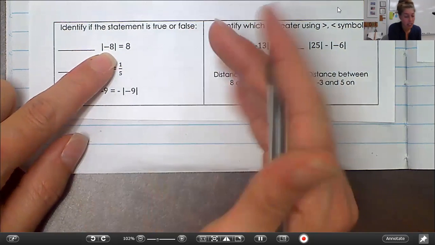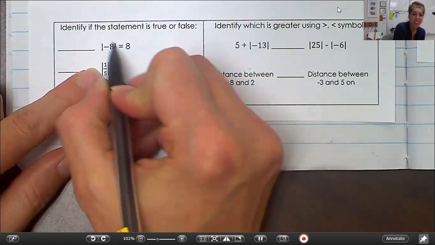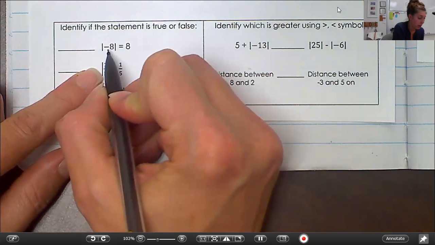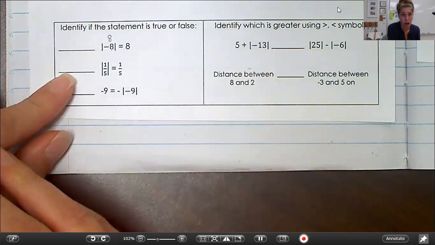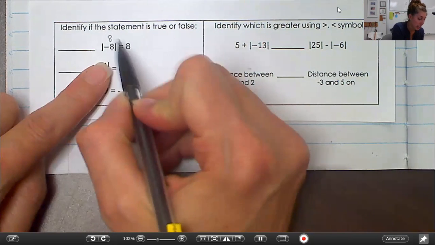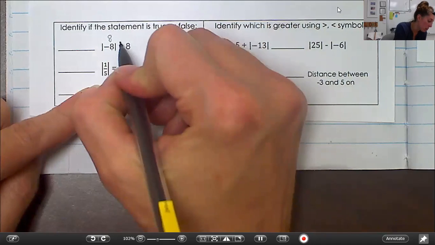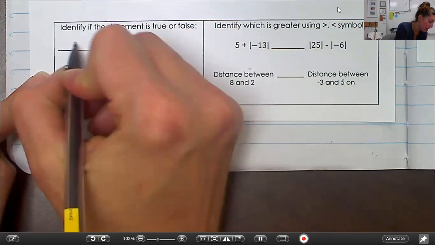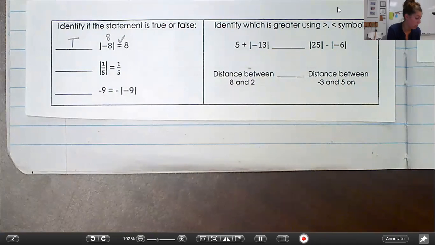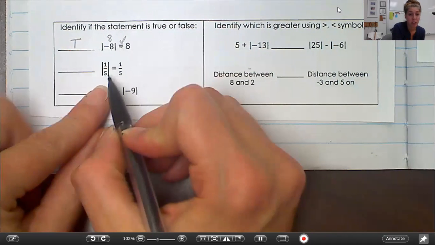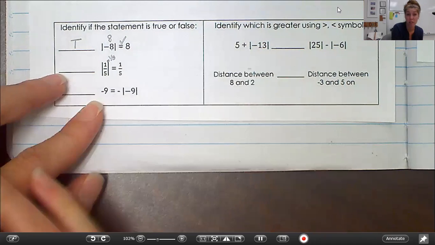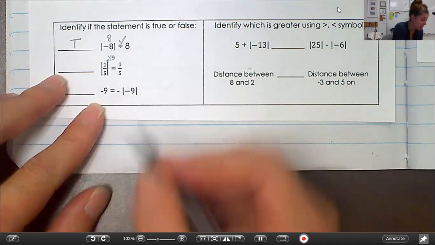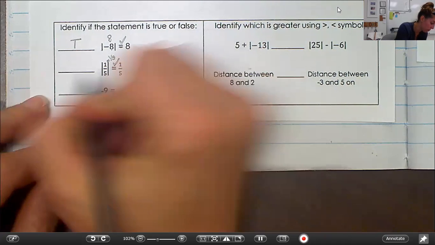Whenever I see something like this, if I have something that's not simplified, I always do that first. So absolute value of -8 is 8 spaces from 0. 8 does equal 8. So I like to put a cute little check mark there. That is a true statement. Okay. So again, I have an absolute value of 1/5, which is positive 1/5, and that's equal to 1/5. Very true.